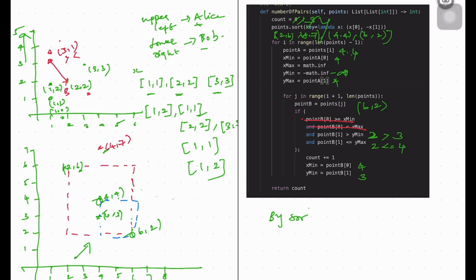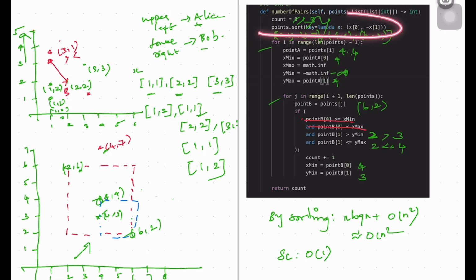By sorting, we are avoiding the n cube. Sorting will be n log n, plus these two loops, so our time complexity will be order of n square. In total it is order of n square. Space complexity is order of 1, as we are not using any extra space other than these 4 variables.